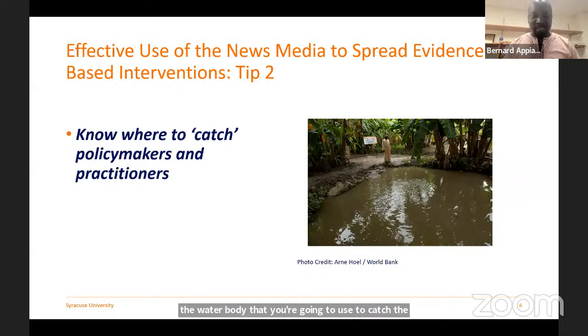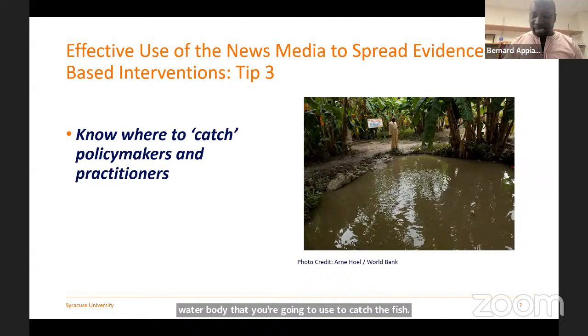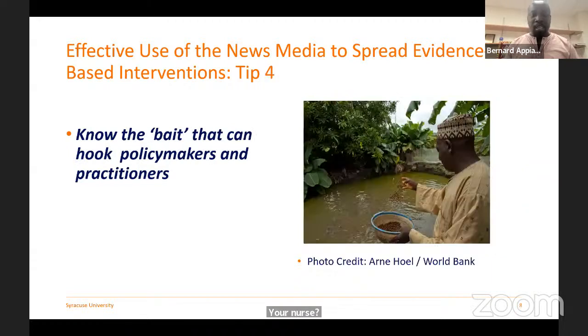Your next step then is to know the baits that can hook policymakers and practitioners. Okay? Now, you say something like radio, television, newspapers. Let's use radio, for example. What kind of program on radio could potentially engage the priority audience, or in this case, policymakers and practitioners?